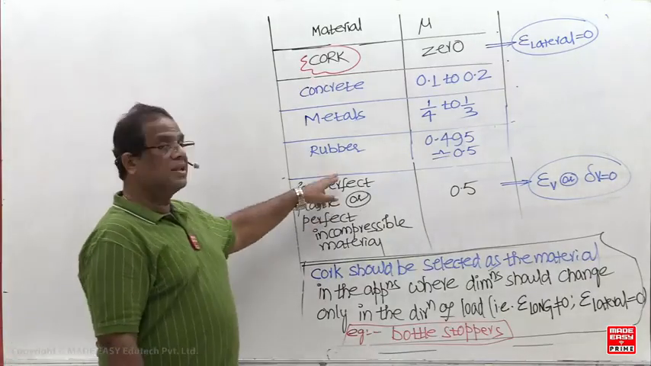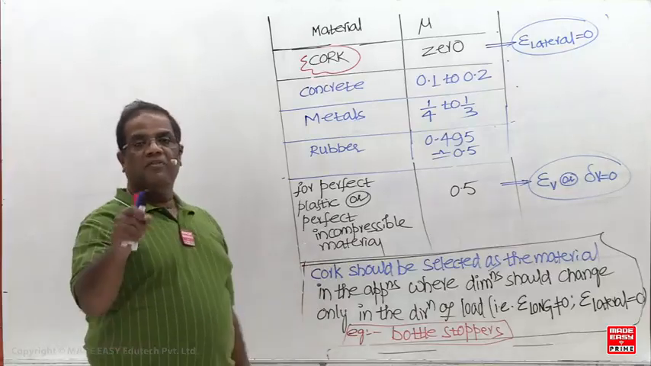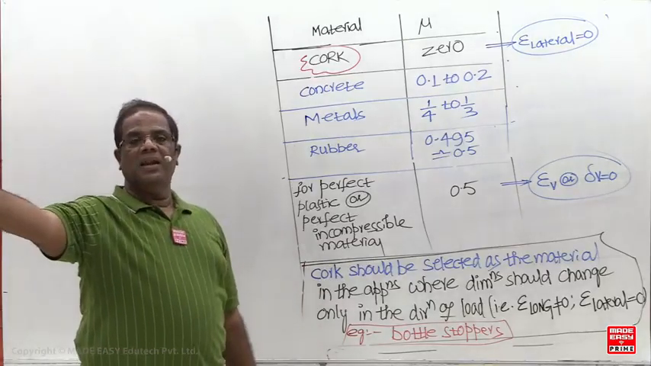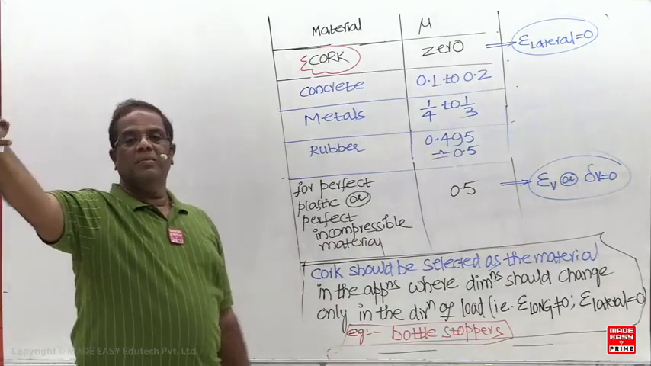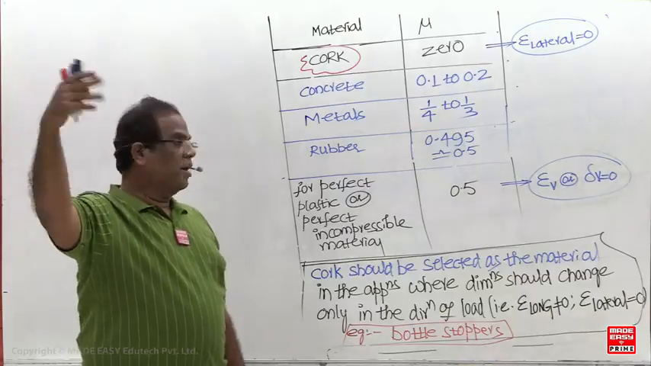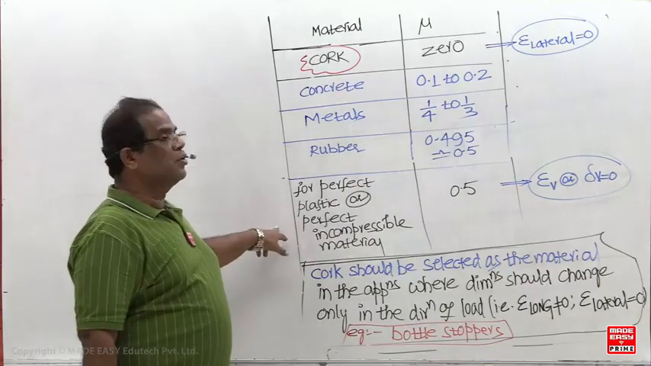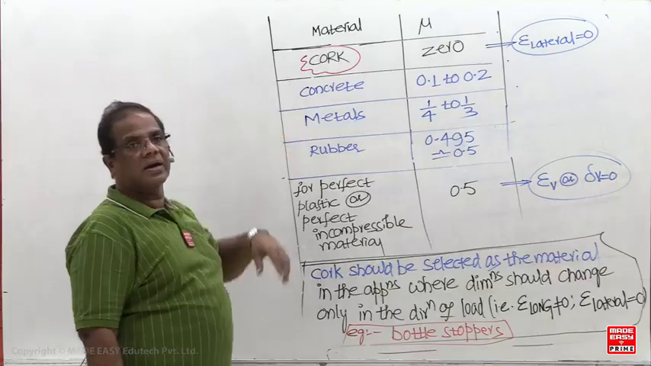In one of the GATE papers, there is a question given now. For a perfect incompressible material, Poisson's ratio value is given as 0, 1, 0.5. Most of them took it as 0 now. 0 is for cork now.